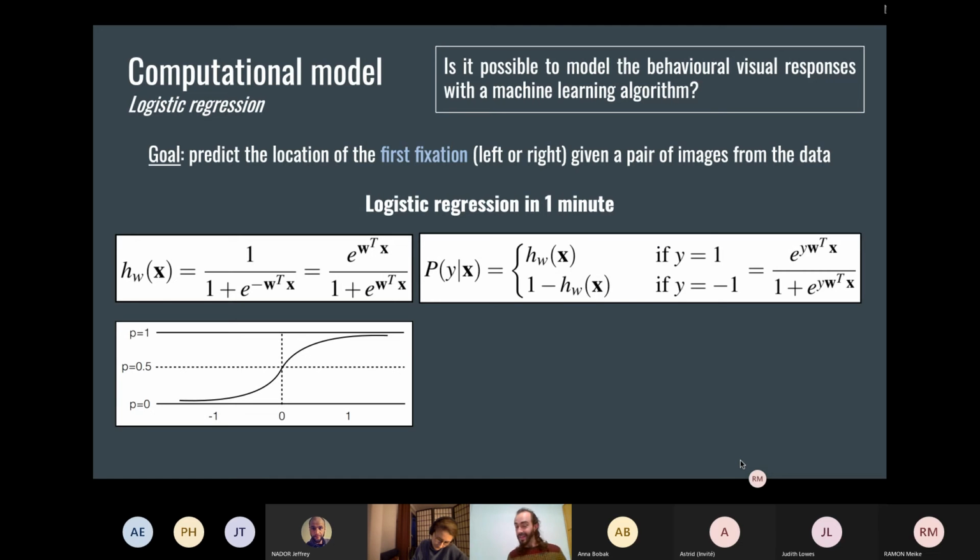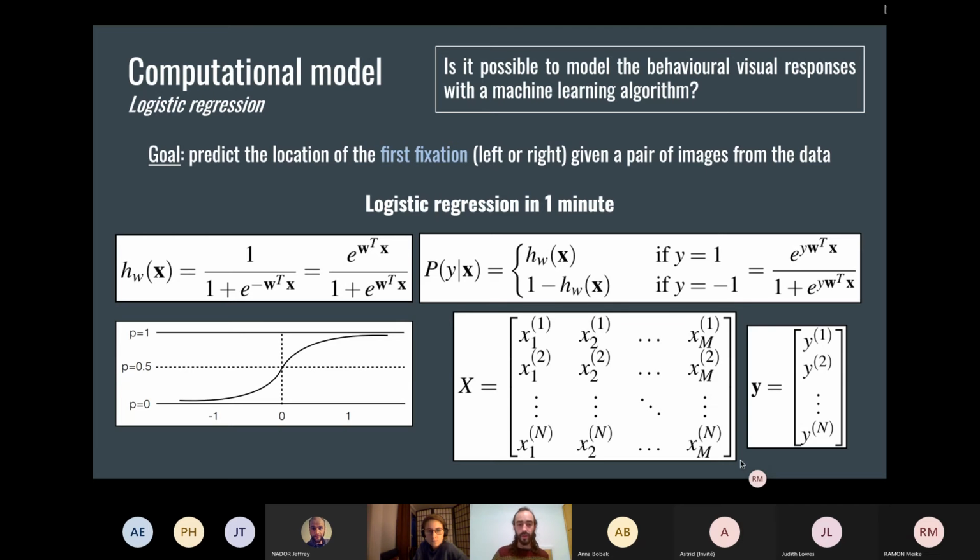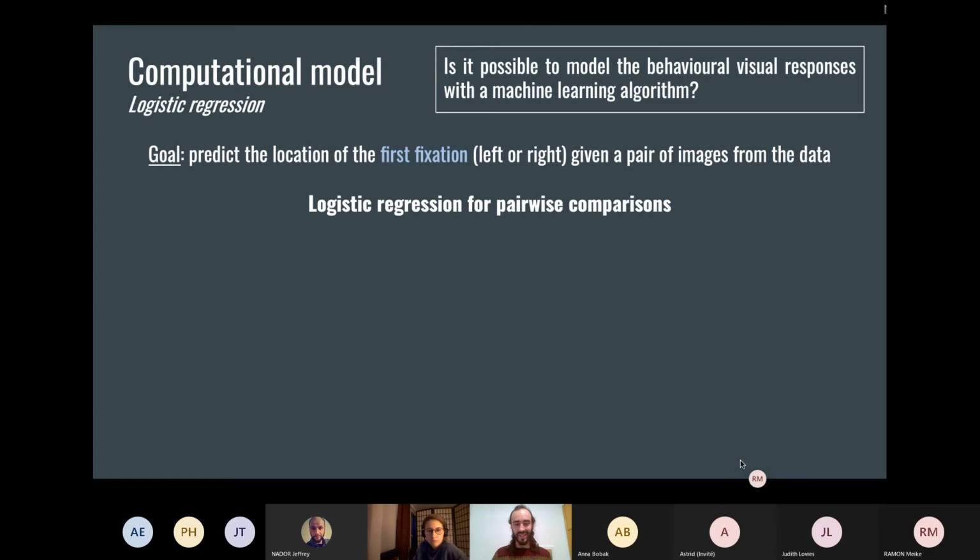And with this, in the next slide, I have the posterior probability of the labels, which is the actual location. And yeah, this is just logistic regression 101. The way this can be implemented is through a design matrix like this matrix X, which has everything that's in the data. In this case, the images that were presented in all the trials. And in the next slide, I have that's the Y.